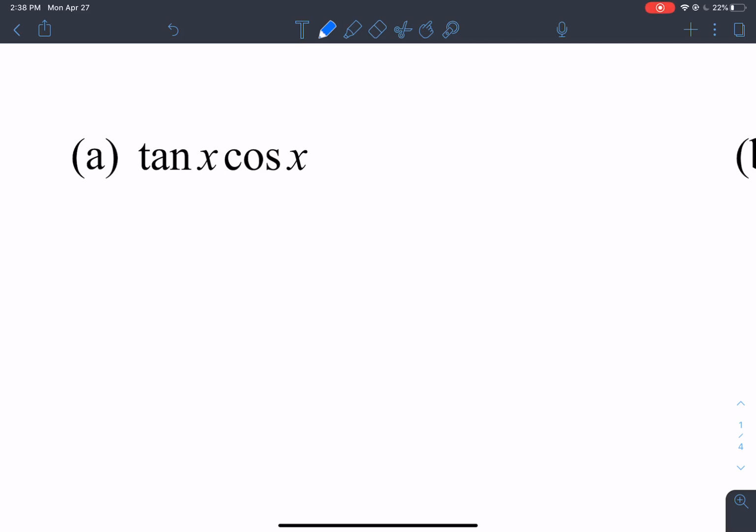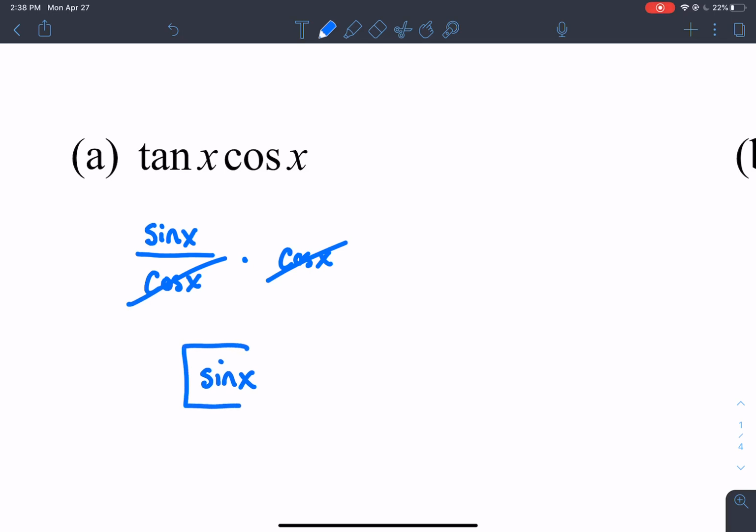So I know tan of x is the same thing as sine of x over cosine of x, so times cosine. So those cosine terms are going to cancel, so then you're left with just sine of x.